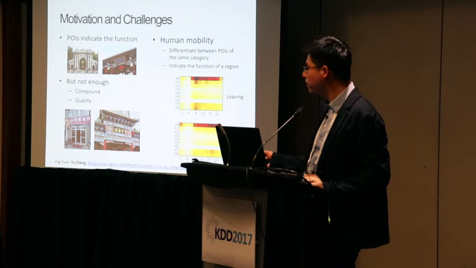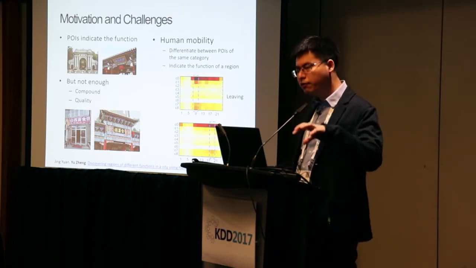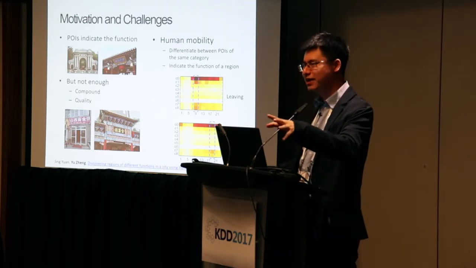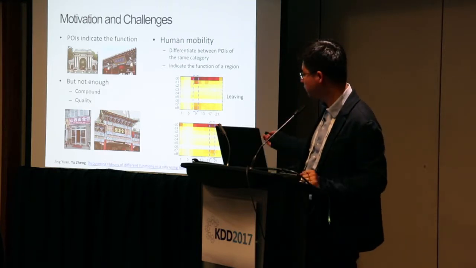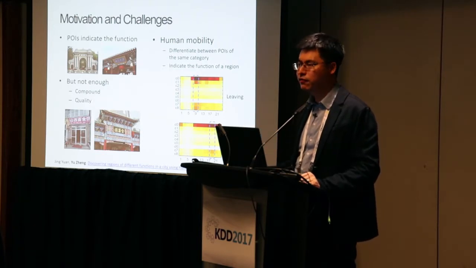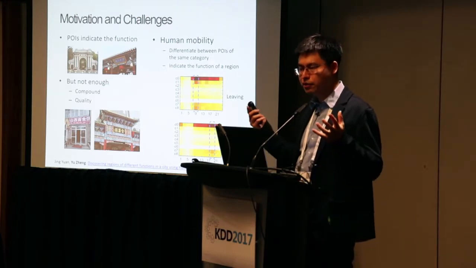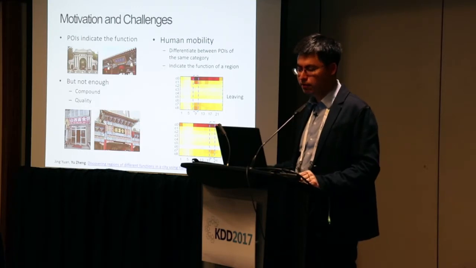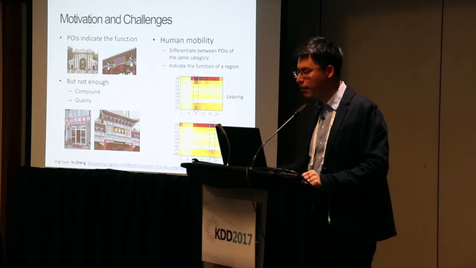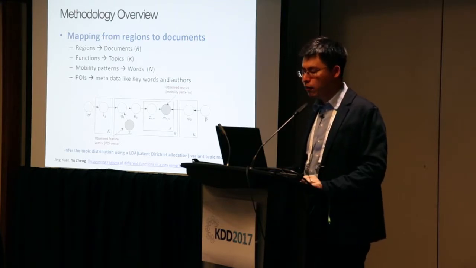For example, if we observe the majority of people departing from the region in the morning around 8 a.m. and coming back to the region around 8 p.m., then we can imagine this could be a residential area, right? So that's the reason we need to combine human mobility data with point of interest data. So how can we combine them? We just do a mapping.